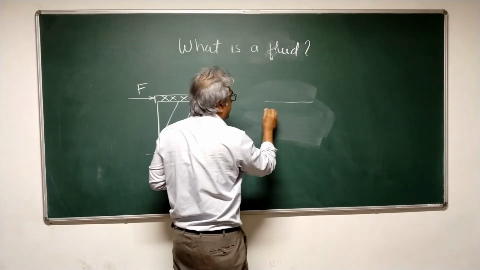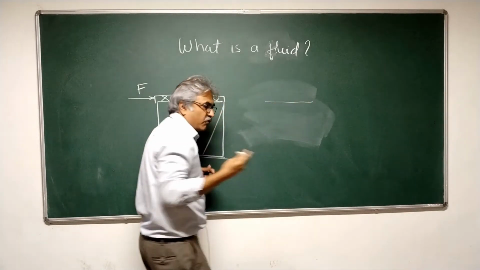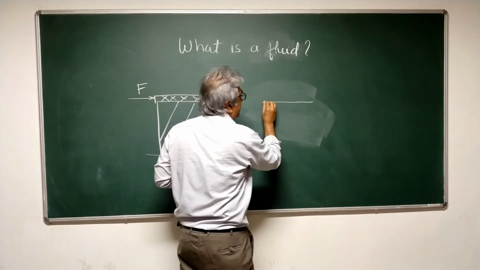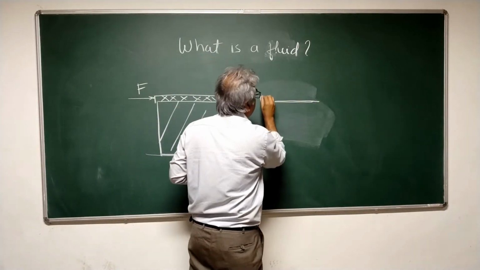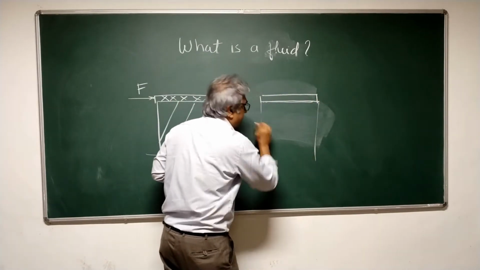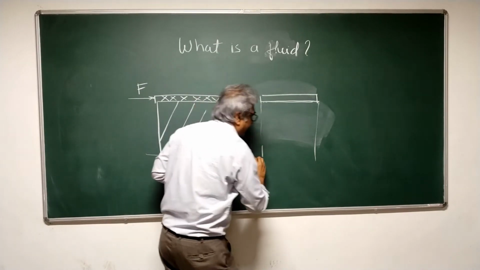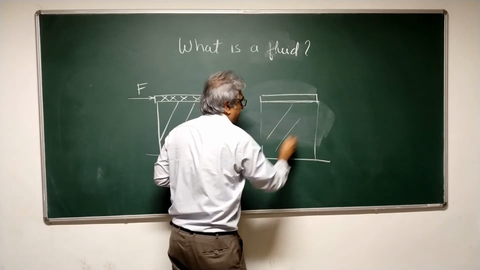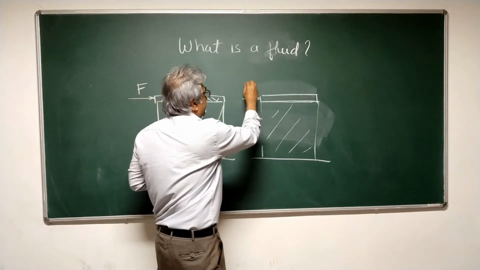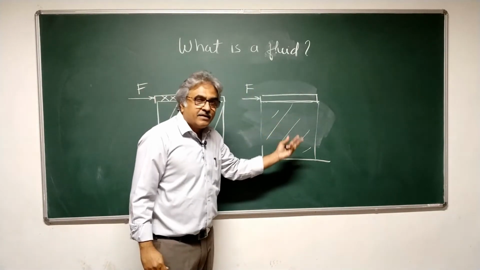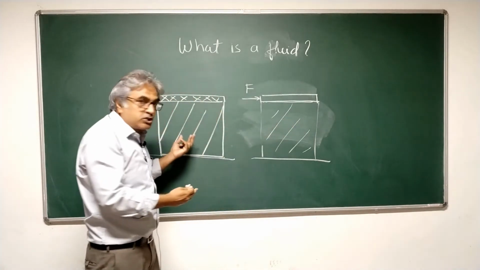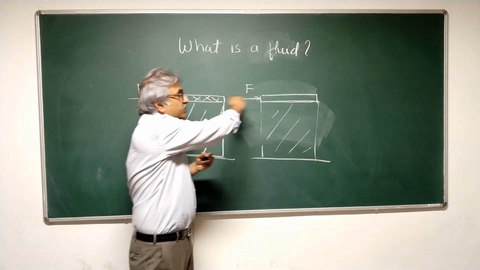Let's say that there is liquid here, or there is some fluid. I won't say liquid, I'll say fluid. It could be liquid or gas. So this is the body of the fluid, and again we consider a plate here. It's a plate on the fluid. This entire volume is occupied by fluid, and force is applied over here. Now how would fluid and solid behave under the action of this force?